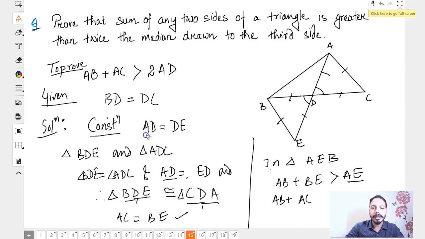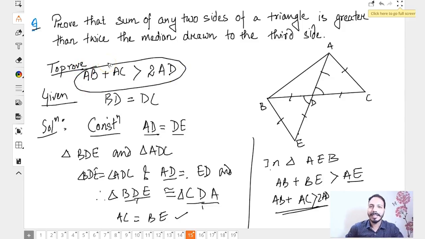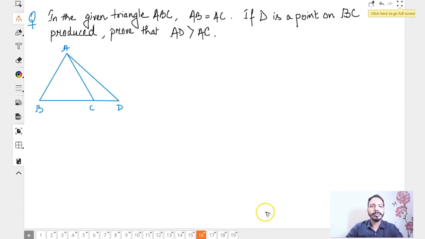Now we know that AD is equal to DE. That means AE is 2 times AD. So we can write this as twice AD, right? So we have just proved this. That's it. Okay. So similarly, guys, we have more questions, right?